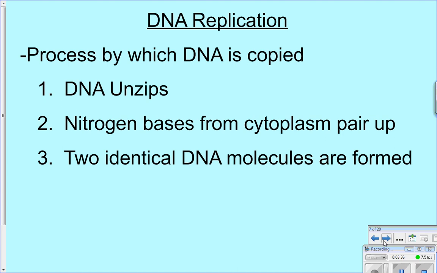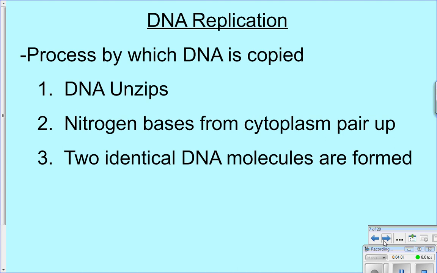DNA needs to copy itself when your cells divide. So DNA replication is a process by which DNA is copied. 3 steps here. First of all, the DNA has to unzip. Nitrogen bases from the cytoplasm pair up, A with T, C with G, and if everything goes right, you get 2 identical DNA molecules that are formed. If there's a mistake, that's called a mutation.